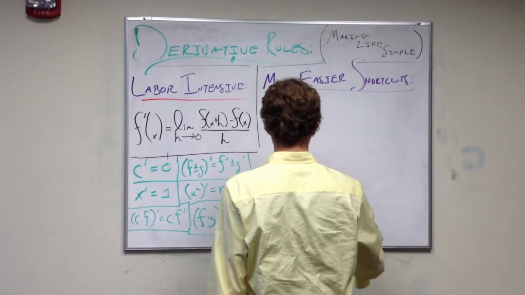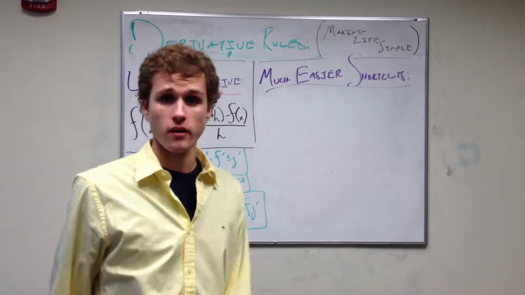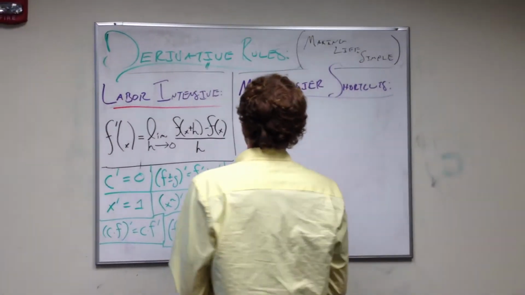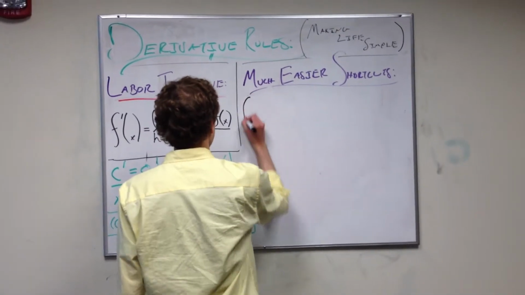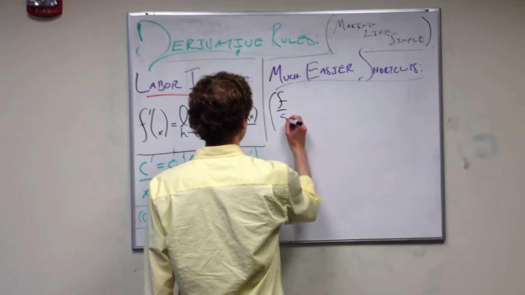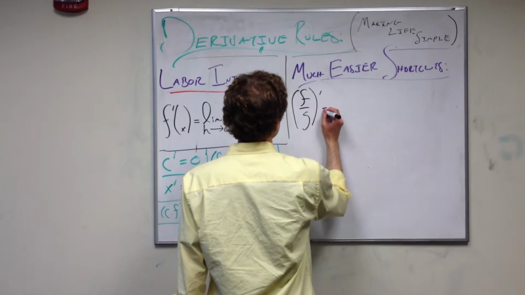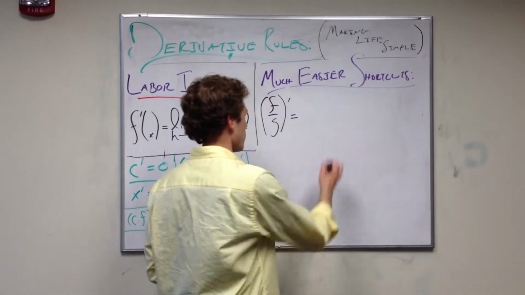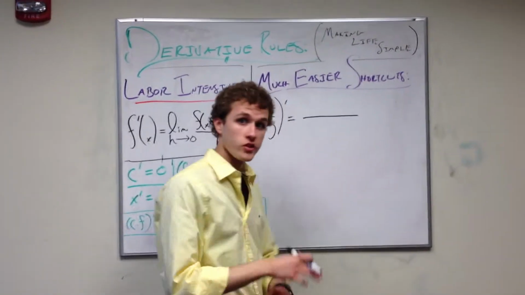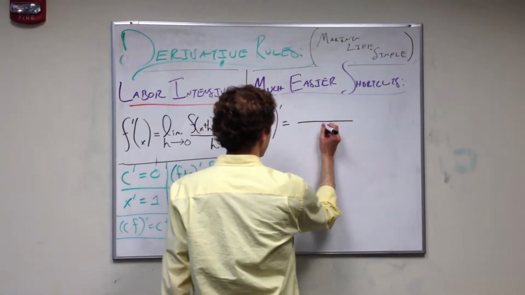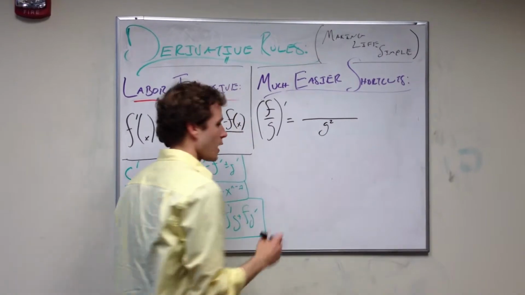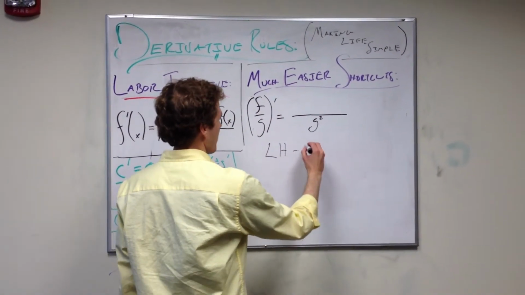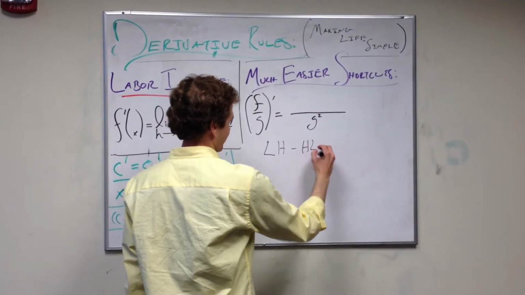So what do we do when we're dividing things, when we have the prime of a rational? If we have f over g, and we want to take the prime of all of this, well, there's a little rhyme that we can use to help ourselves with this. The denominator is just going to be g squared, so that's easy, we don't have to worry about that. But on the top we have low d high minus high d low.